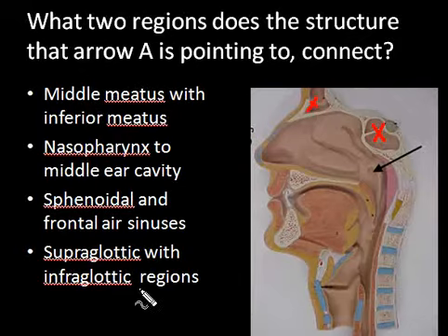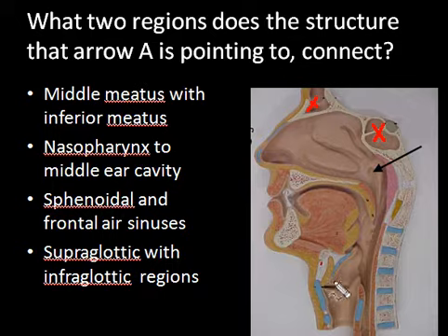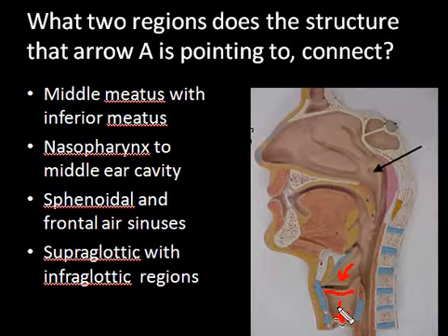And then supraglottic with infraglottic regions. This is part of the larynx. Supraglottic means above the vocal cords, because of the area between the vocal cords. This is the vocal cord of one side, because this is a sagittal section. So this is the supraglottic region, this is the infraglottic region. As you can see, this is obviously not connecting these two areas.